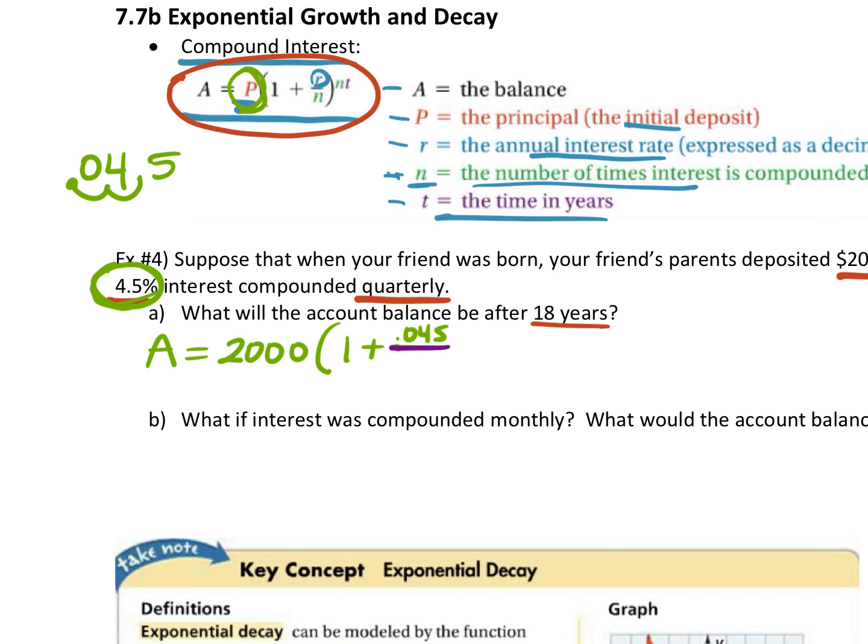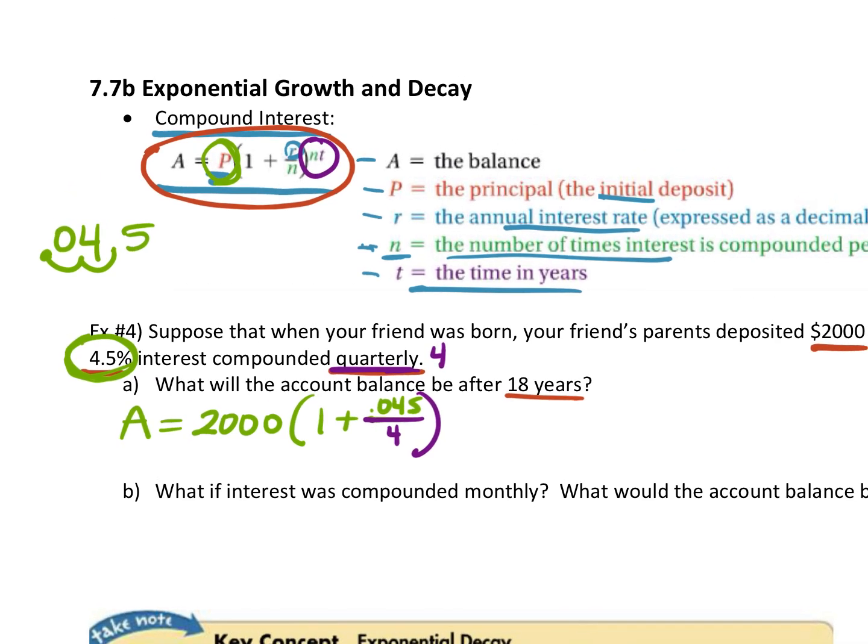Okay, bottom number is what? 4. It's quarterly. Quarterly means 4. So you make this a 4. And then look here. It's to the nt power. What operation is happening between n and t? Multiplication. So your n is 4.